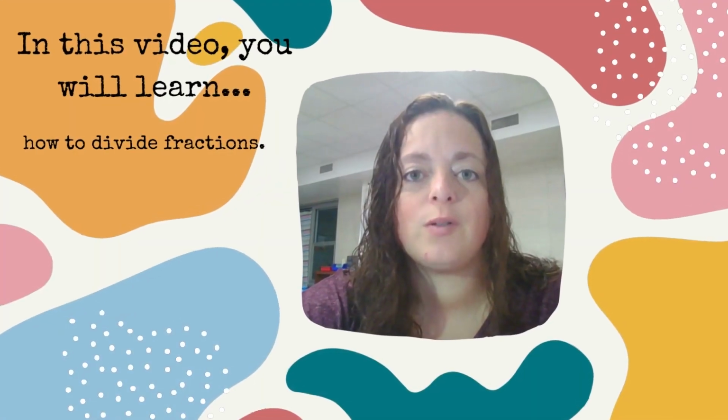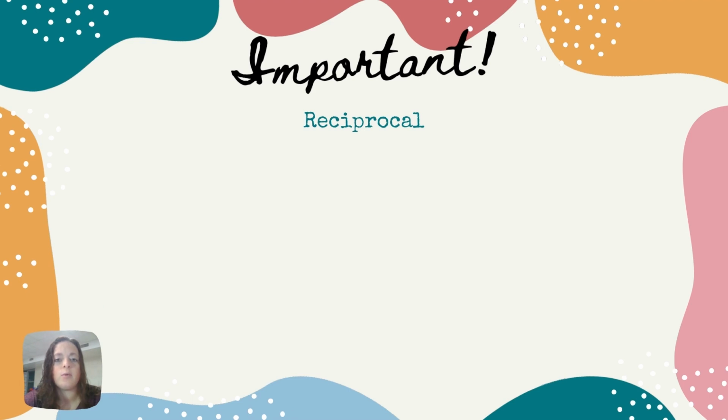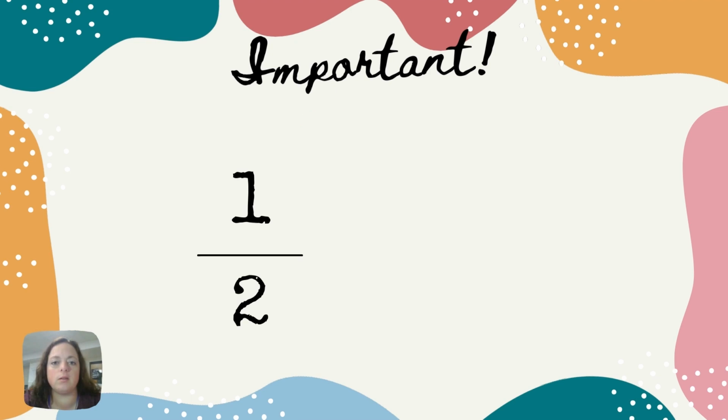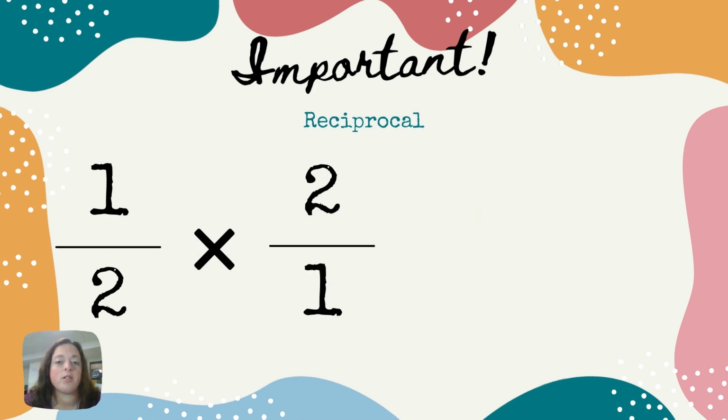In this video, you will learn how to divide fractions. Before we begin, it's important to understand what a reciprocal is. To write the reciprocal of any fraction, simply switch the numerator and the denominator. So the reciprocal of 1/2 is 2 over 1. Something important to know about reciprocals is if you multiply a fraction by its reciprocal, it's going to equal 1.